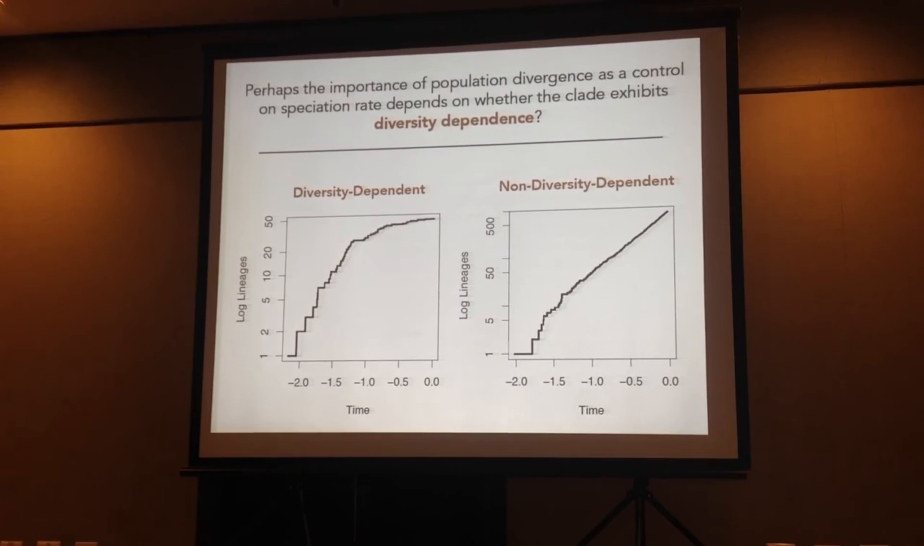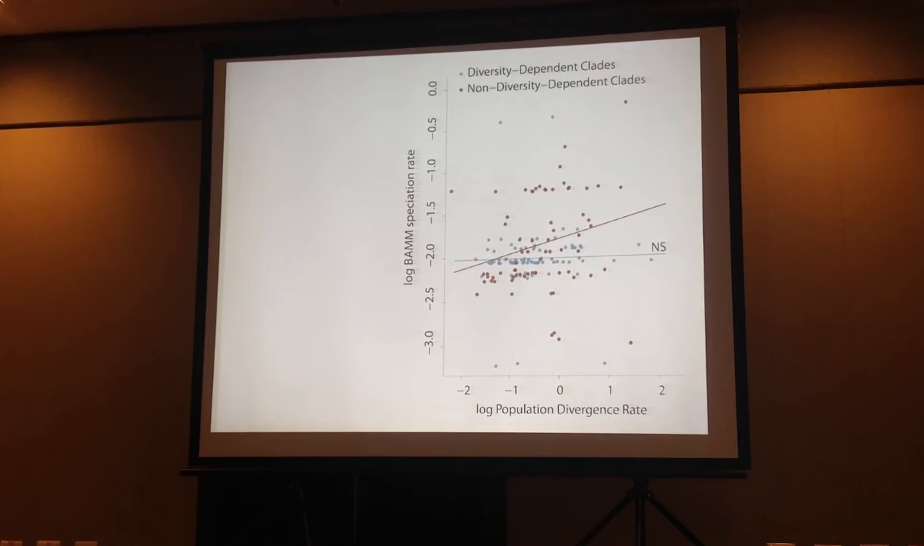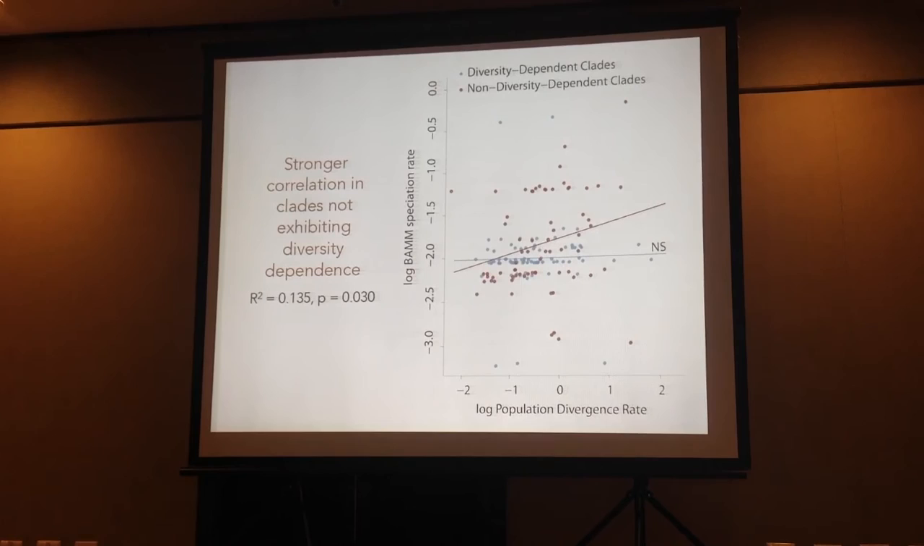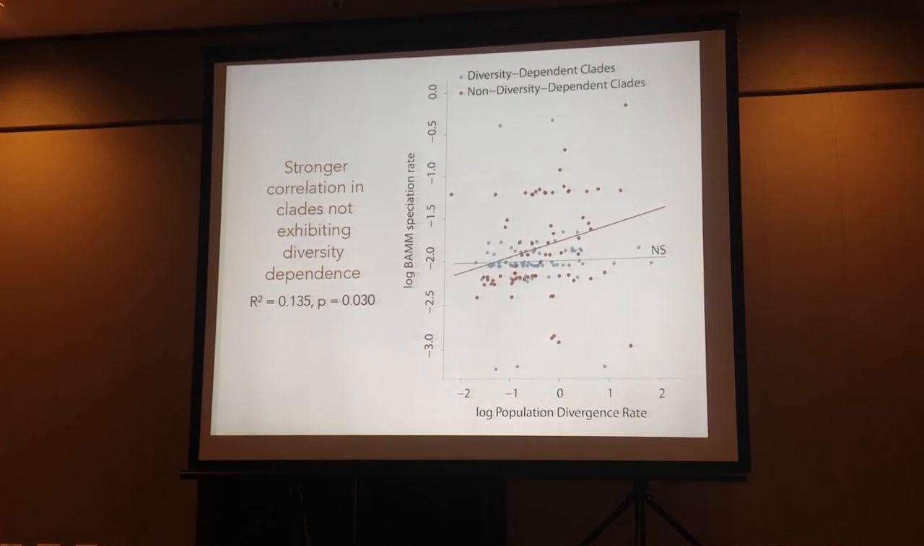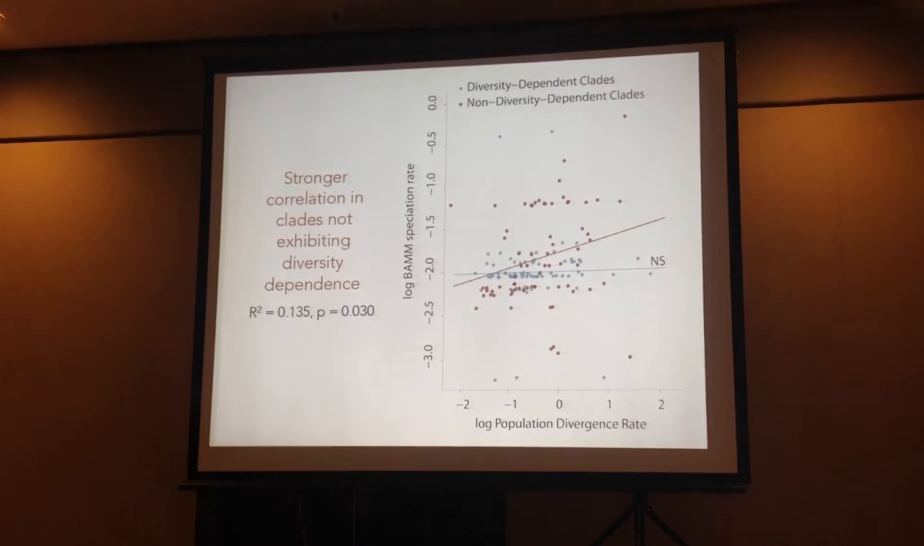Looking at this, we partitioned our data set into clades exhibiting diversity dependence and not. When we do that, we do see an effect on our relationships. There's a much stronger correlation between population divergence rate and speciation rates in clades not exhibiting diversity dependence, consistent with what I was saying on the previous slide. It's a higher R-squared value. And there's no significant relationship between divergence and speciation rate in clades that have diversity-dependent signatures or that seem to have reached ecological limits.